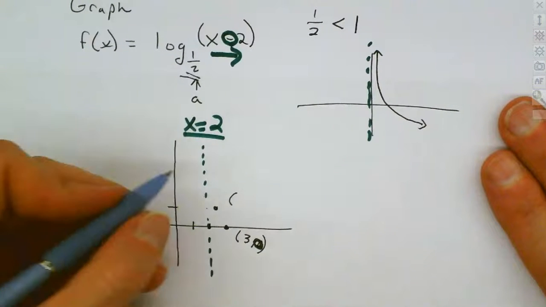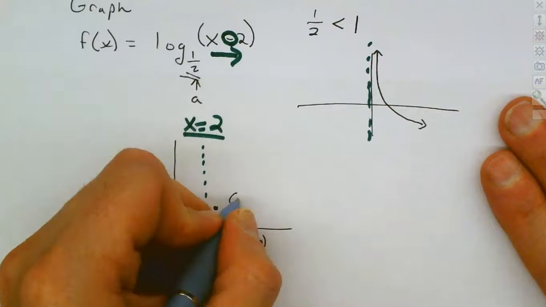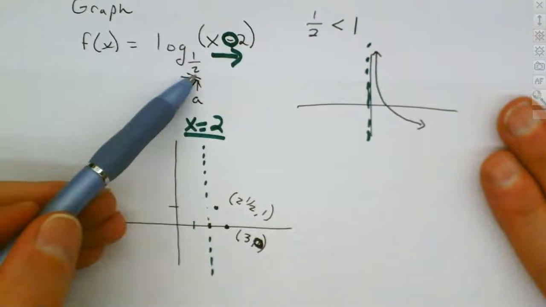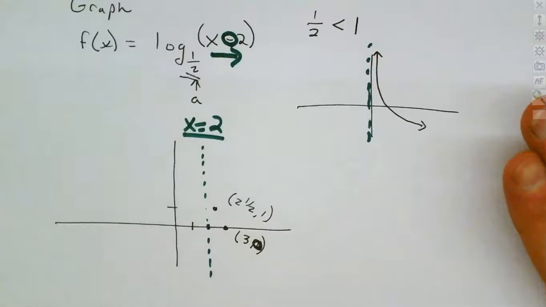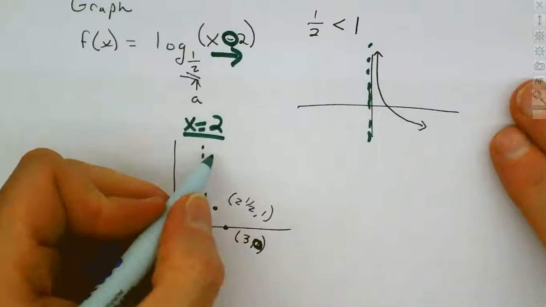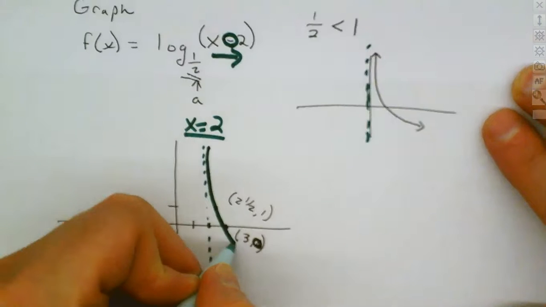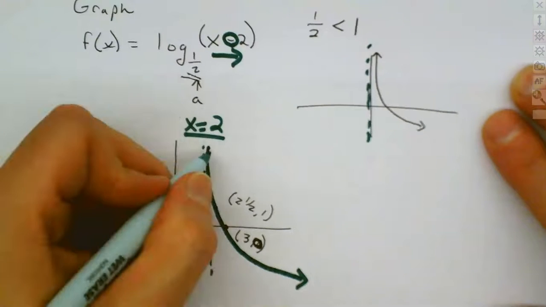And that's going to be at, this is 2. We're going to add a half. So that's going to be 2.5, 1. Because we had to add that half there. And now when we connect them together, it should make the picture looking like that. Okay, we connect them together, and you can see that it curves this way.